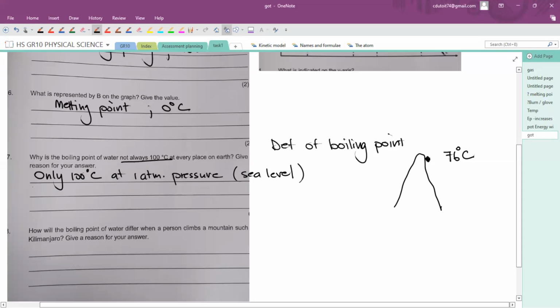If you go higher, your atmospheric pressure is lower. So you went up higher, you're on a mountain, and water will boil at a lower temperature.